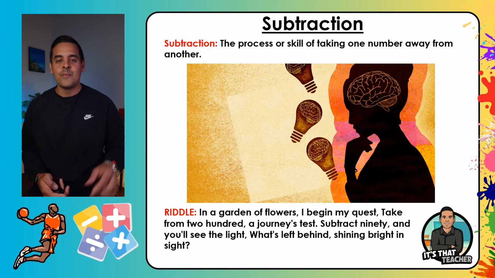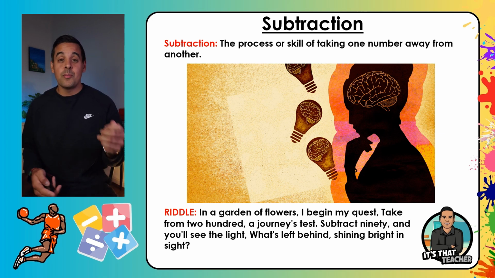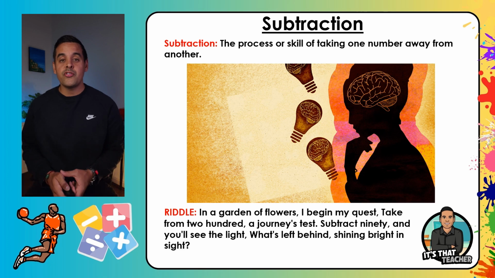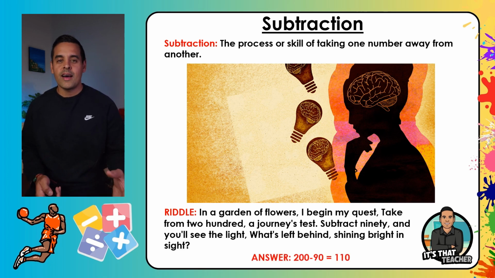Let's begin our lesson. So there's a riddle at the bottom. I'd like you to pause it, the students who are doing this lesson, pause it here, have a read, and we'll go through the answers. So hopefully you've paused it. The answer to that riddle would be 110. If you got that, well done.